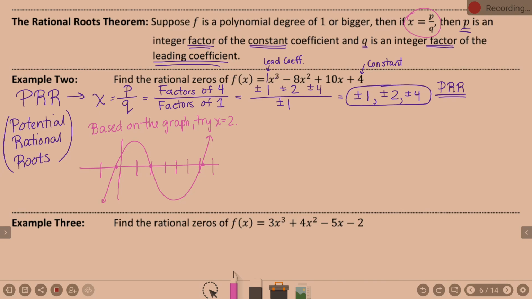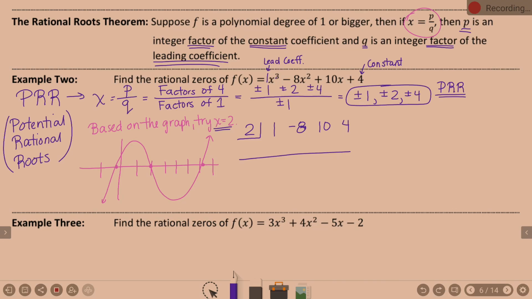Now, when I say try x equals 2, you could plug it in, or what I'm going to encourage is synthetic division, because that will give you any other factors you might need. So, we said try x equals 2, so put 2 in your box. What goes next in my box? 1, negative 8, 10, and 4.